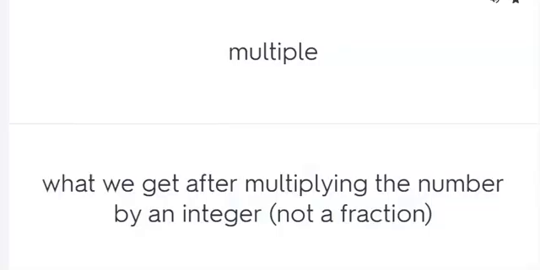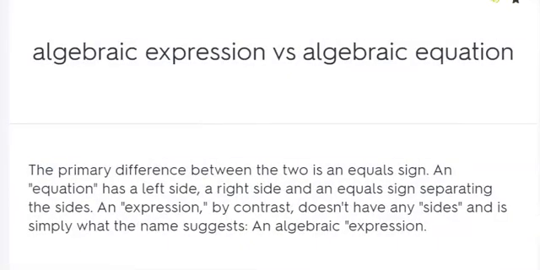Algebraic expression versus algebraic equation. The primary difference between the two is an equal sign. An equation has a left side, a right side, and an equal sign separating the sides. An expression, by contrast, doesn't have any sides and is simply what the name suggests, an algebraic expression.